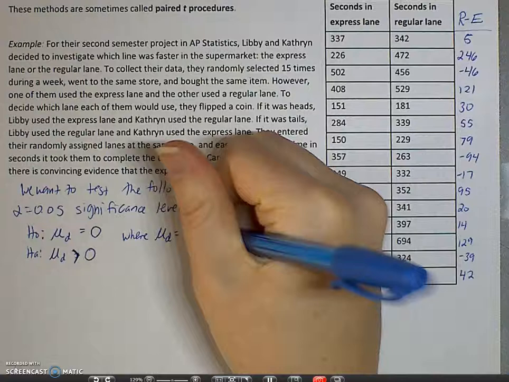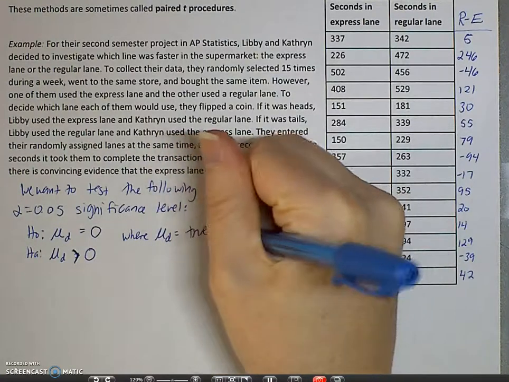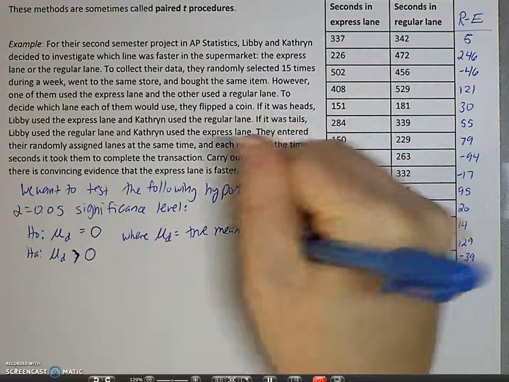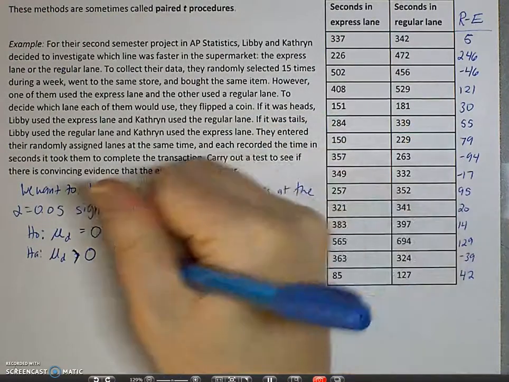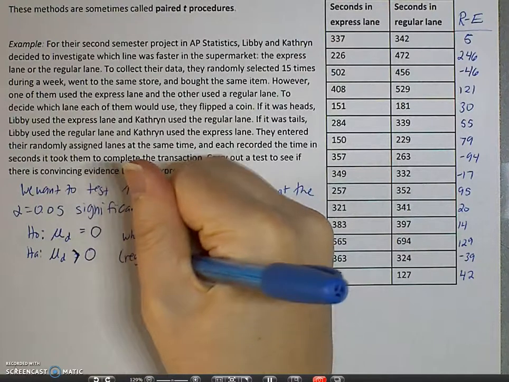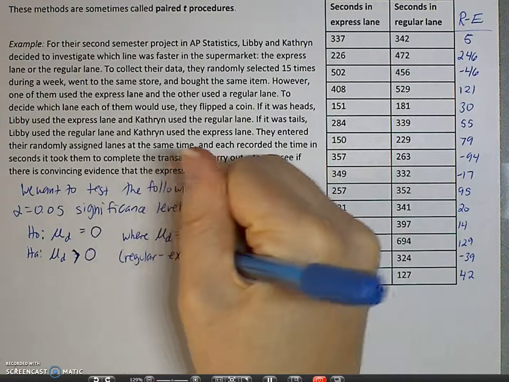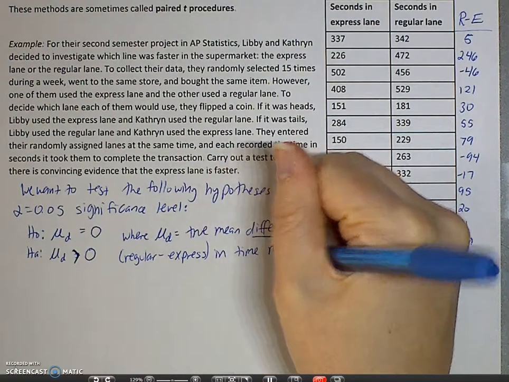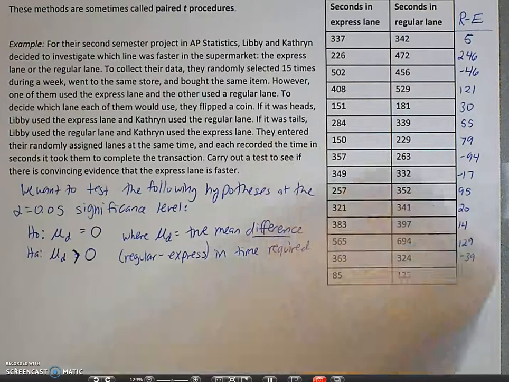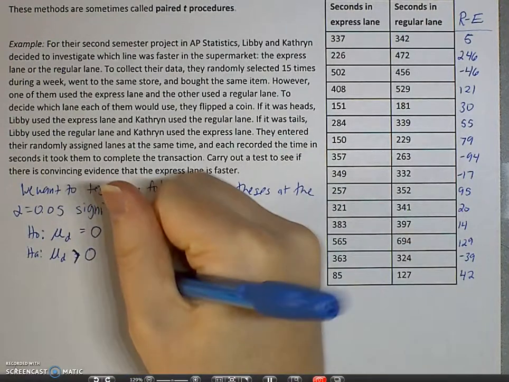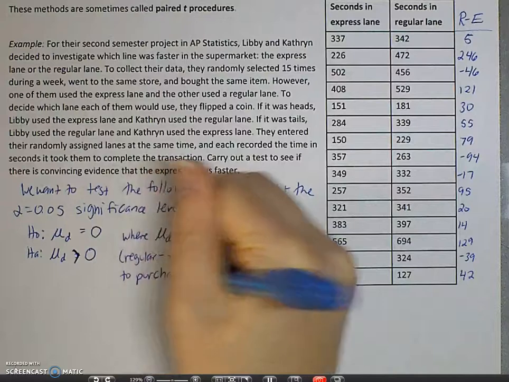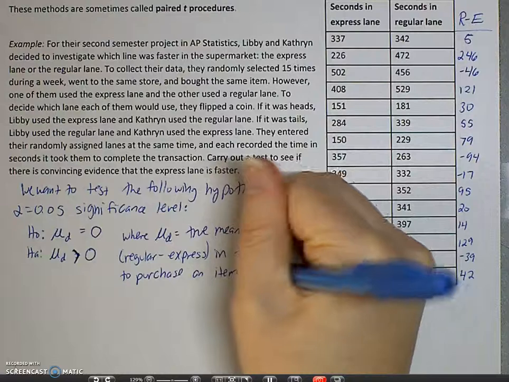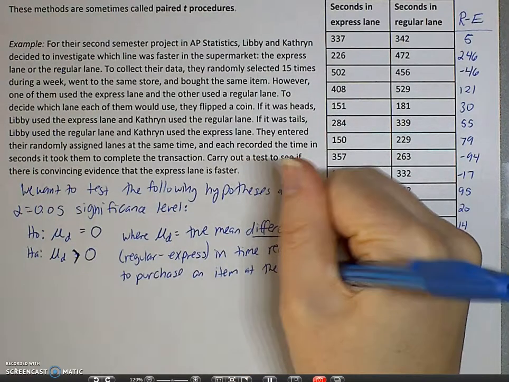So mu sub d is the true mean difference, right? And we did regular minus express in time required to purchase an item at the supermarket.